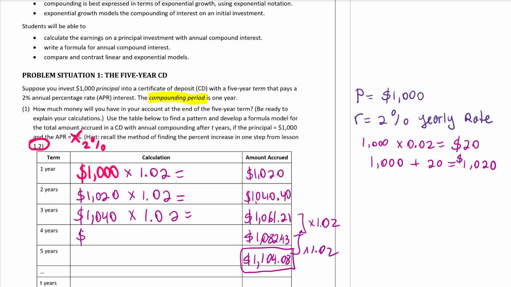All right, so now I want you to think critically about what has happened. We started with $1,000. I'll put it on top, and we did this at every step.